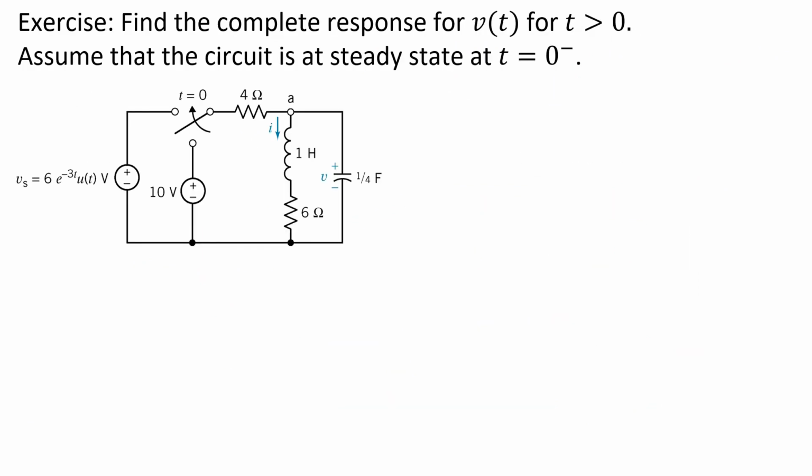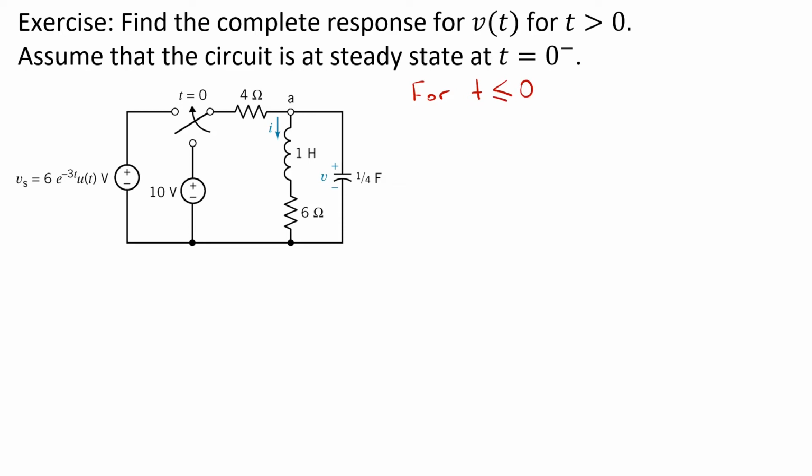Alright, we need to find the complete response V(t) for t greater than 0, and we will assume that the circuit is at steady state at t equals 0 minus, before the switch changes position. So I need to first find the initial conditions. For that, I will draw the circuit for t less than or equal to 0.